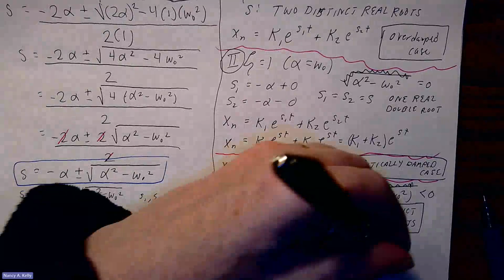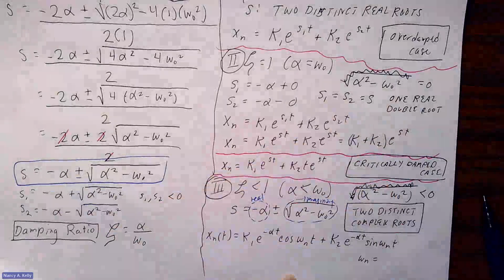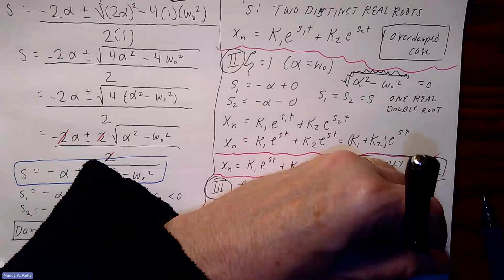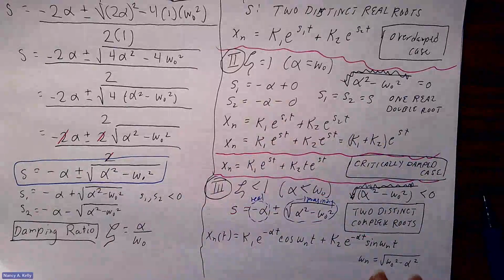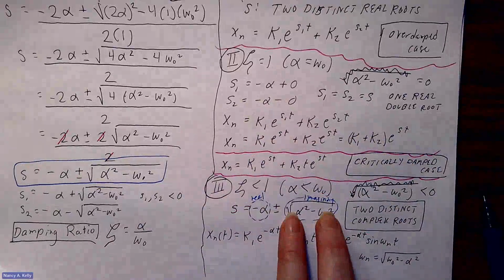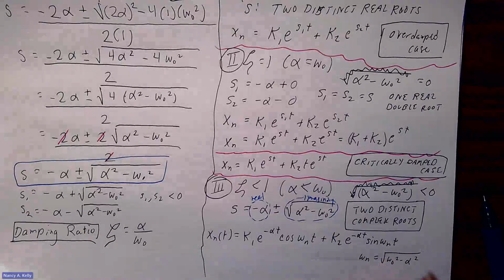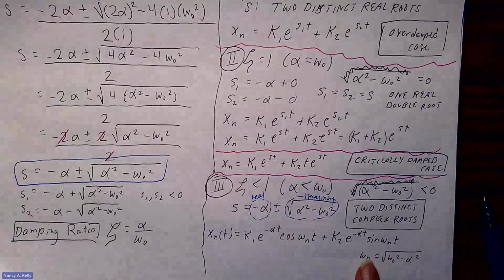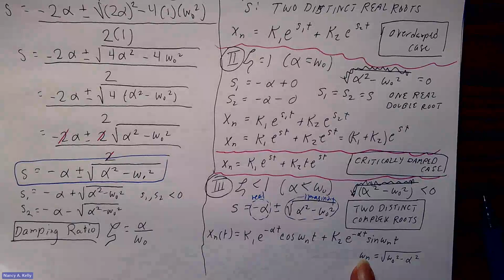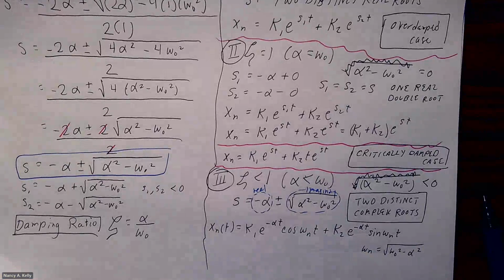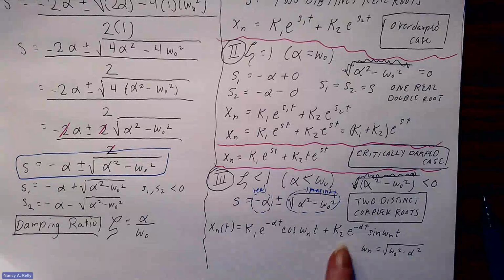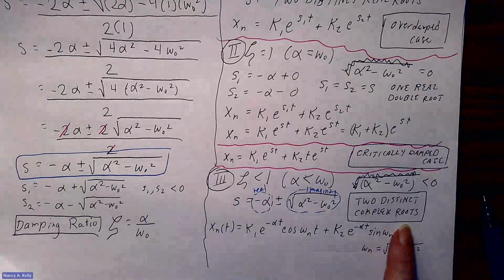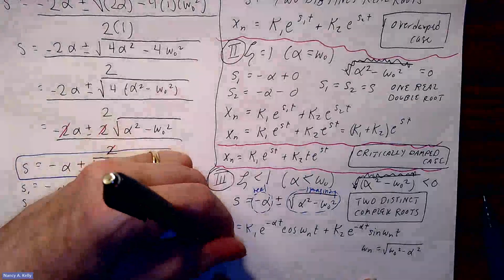And omega sub n equals the square root of omega 0 squared minus alpha squared. So notice that it's the terms that we have under the radical, except reversed, so it's the negative of them. In this case, that means this is going to be a positive number. Omega sub n is positive. All right, so this is what we get. And then I want to talk about what this is. The two distinct complex roots, this case is known as the underdamped case.